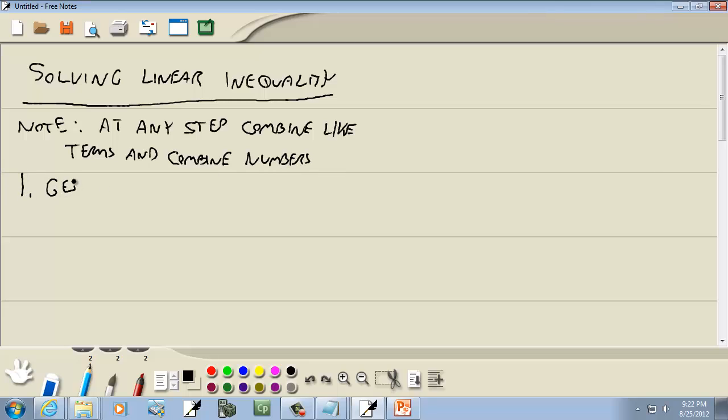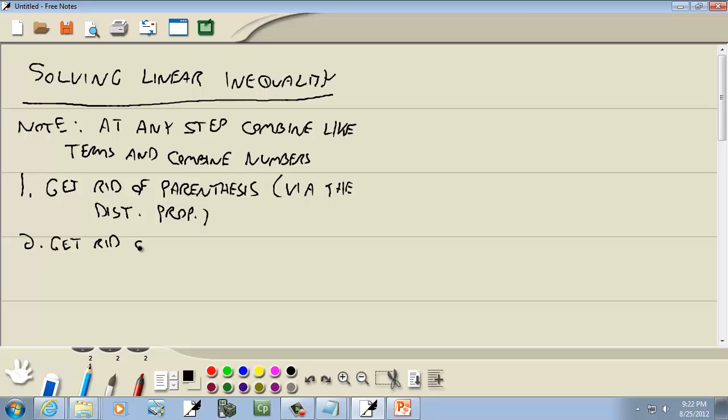Step 1, get rid of parentheses. And remember, we do this via the distributive property. Step 2, get rid of fractions. And we'll do this by multiplying everything by the LCM of all the denominators.